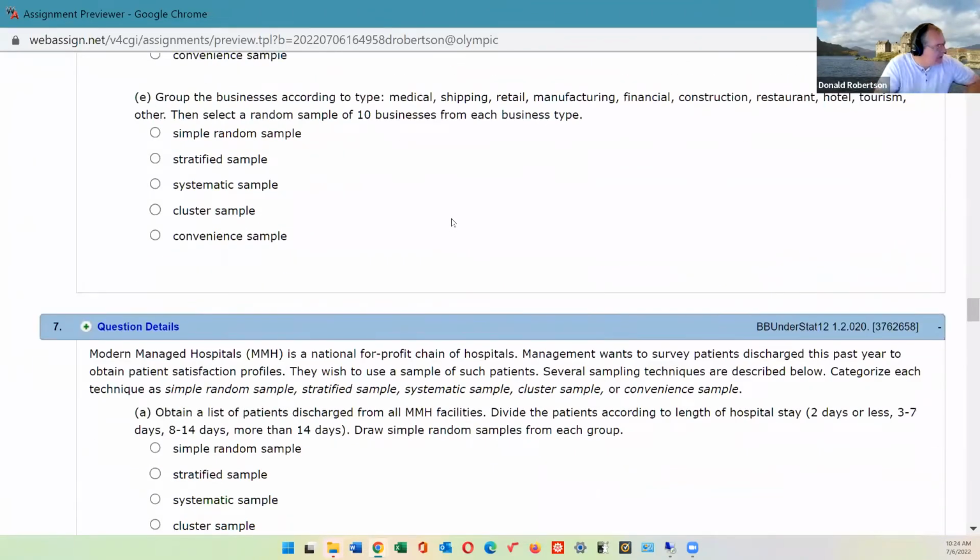E, group the businesses according to their type. Some are medical, some are retail, some are construction, and so on. Randomly select a sample of 10 businesses from each type. Stratified. That's a stratified, right? You're only picking 10 businesses from each of those subgroups.